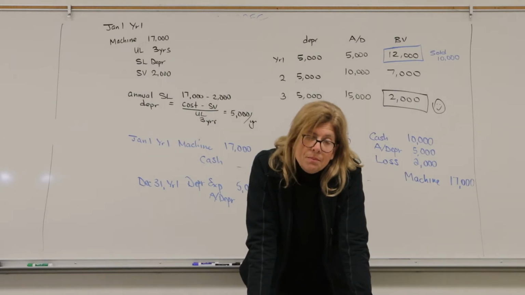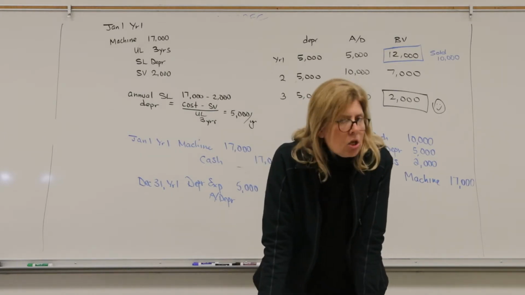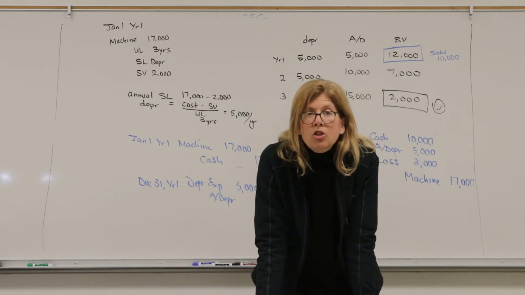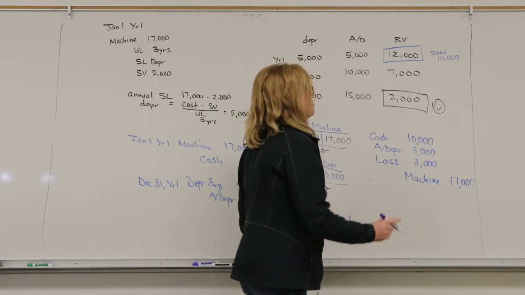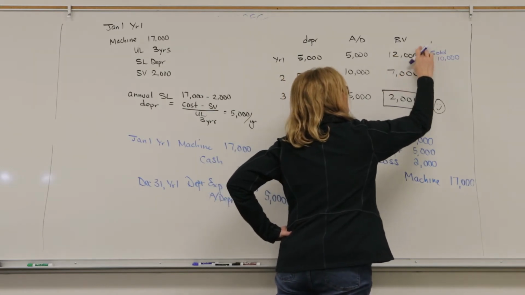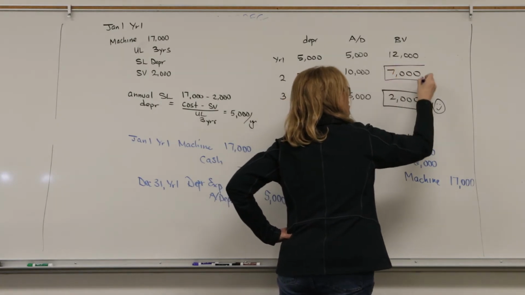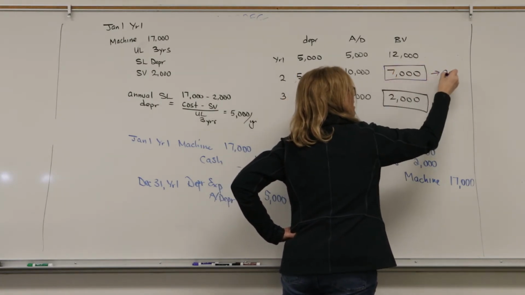But C, that was B. C says, oh wait, no, you didn't sell it at the end of year one. You sold it at the end of year two for $8,000. So now we're going to make this assumption disappear. And now I'm going to sell it here for $8,000.